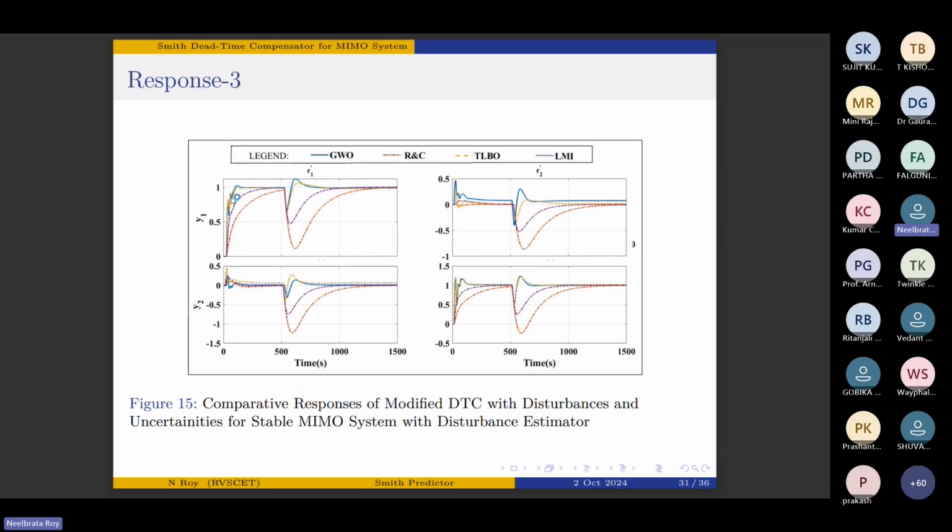In the third part, we have applied the disturbance, and there is uncertainty in the plant of plus minus 30%. We can see that our proposed method reaches the steady state much faster and rejects the disturbance much faster than the previous one. The previous methods have high disturbance peaks.